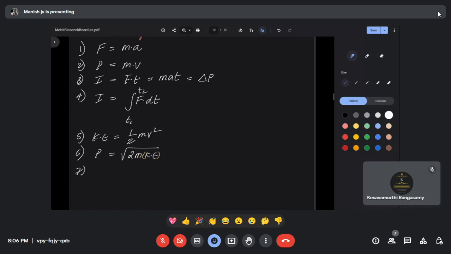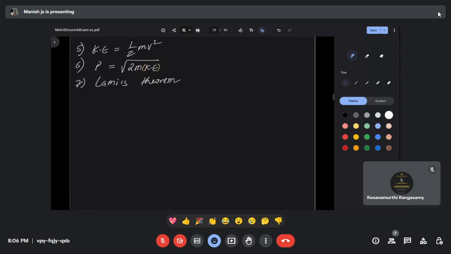And after that, we have an important theorem called Lami's theorem. You guys are aware about Lami's theorem? No, sir. Okay, I'll tell you. Lami's theorem gives you the relation between three forces that are concurrent. Concurrent means they have the same point of action, like this.